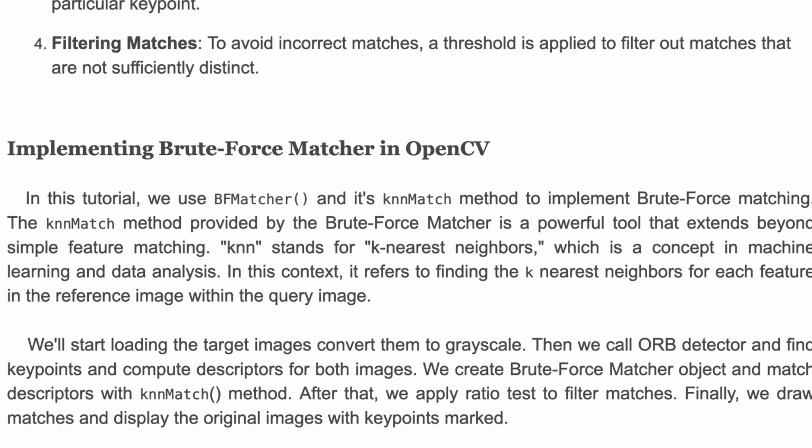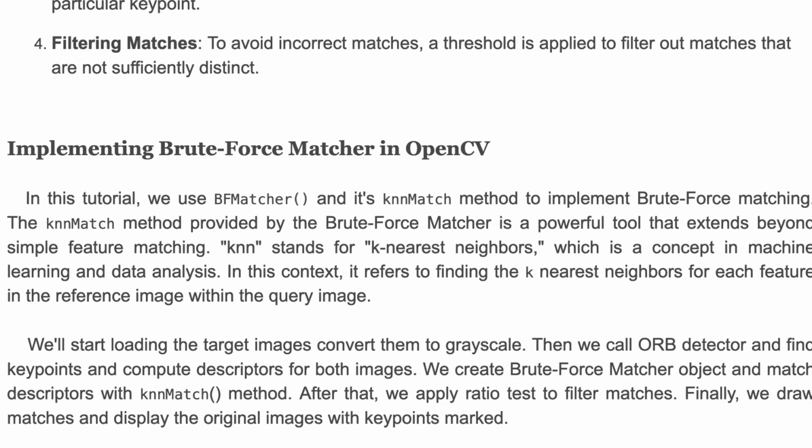In this part of this tutorial, we'll learn how to implement a brute force matcher with OpenCV in Python. In this tutorial, we use BF matcher and its KNN match method to implement brute force matching. The KNN match method provided by the brute force matcher is a tool that extends beyond simple feature matching. KNN stands for K nearest neighbors, and it refers to finding the K nearest neighbors for each feature in the reference image with the query image.